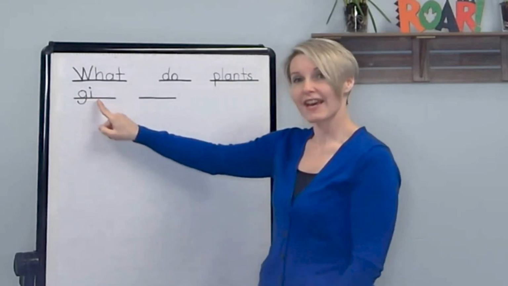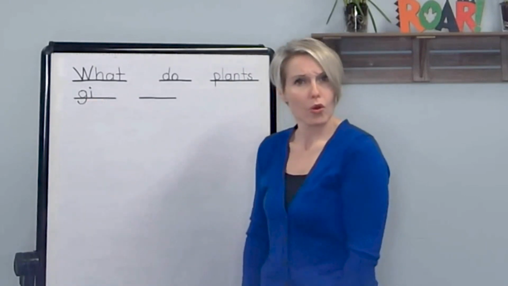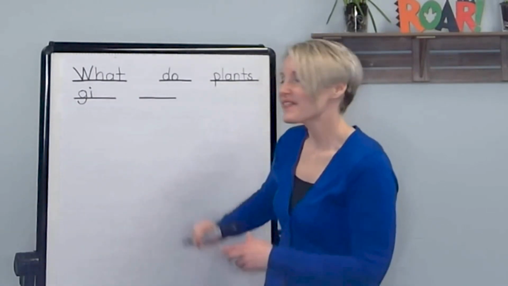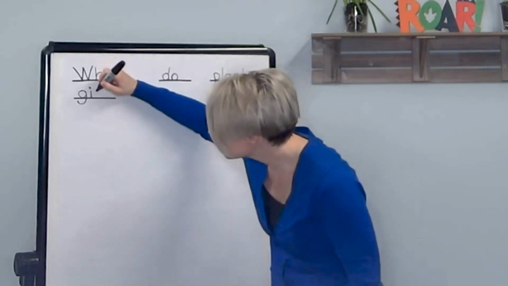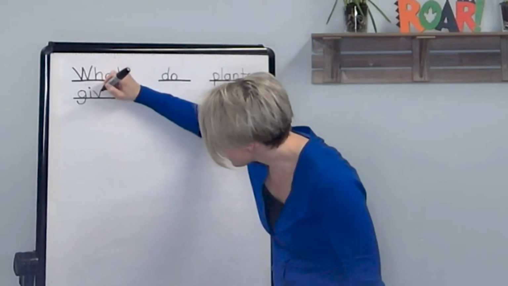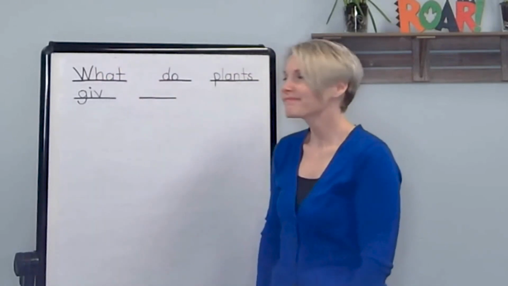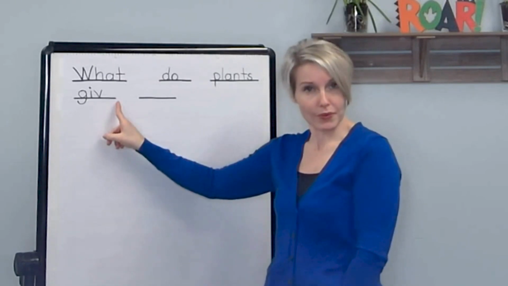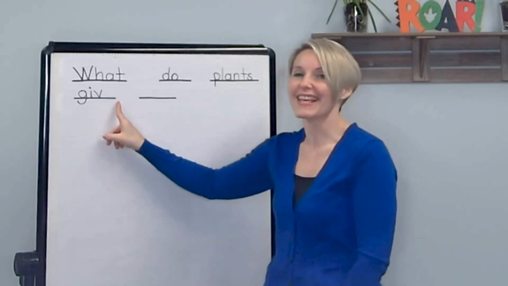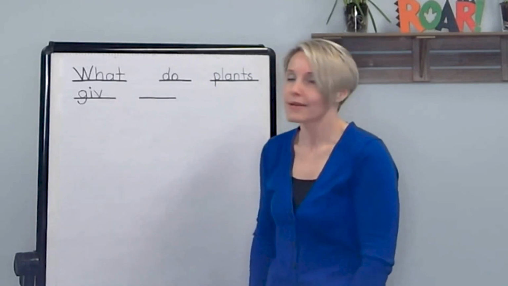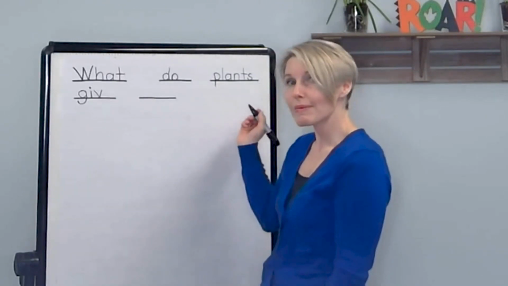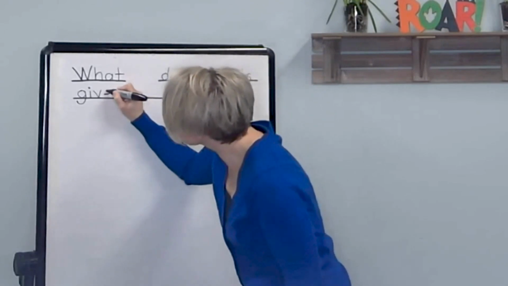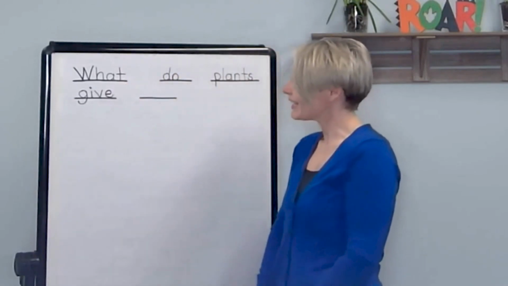G, I, V. V is the next sound. What letter makes the V sound? V. Great. Watch me make a V. Slant down, slant up. There's my V. That doesn't look right. What should I add at the end? Do you know? An E. You're right. We'll add an E at the end, but it doesn't make a sound. Watch me make a lowercase e. Out, up, and around. There's my E.